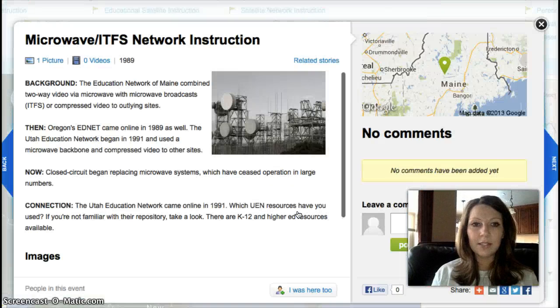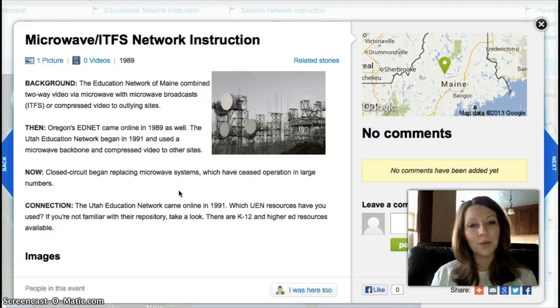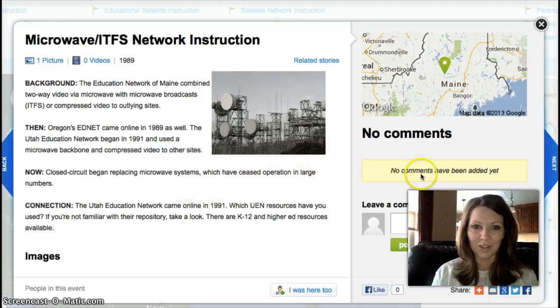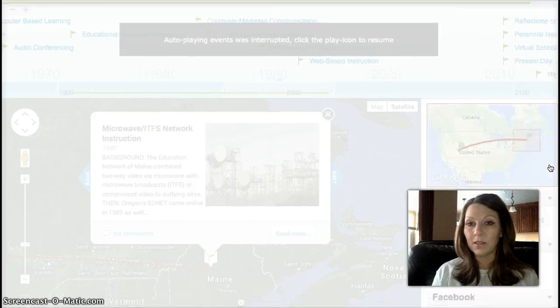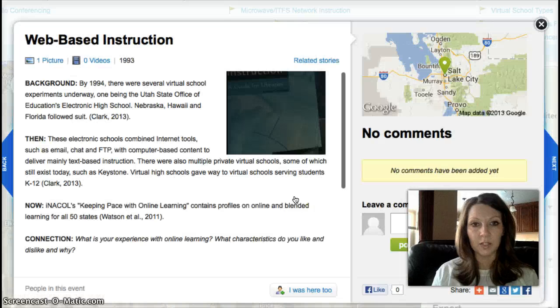Microwave ITFS network instruction. Maine started two-way video via microwave broadcasts or compressed video to outlying sites in 1989. Oregon's EdNet also came online that same year, and the Utah Education Network began in 1991. They used a microwave backbone and compressed video to other sites. However, closed circuit began replacing microwave systems, which have ceased operation in large numbers. And if you guys haven't taken a look at the resources available on the Utah Education Network site, it's well worth your time to do that.